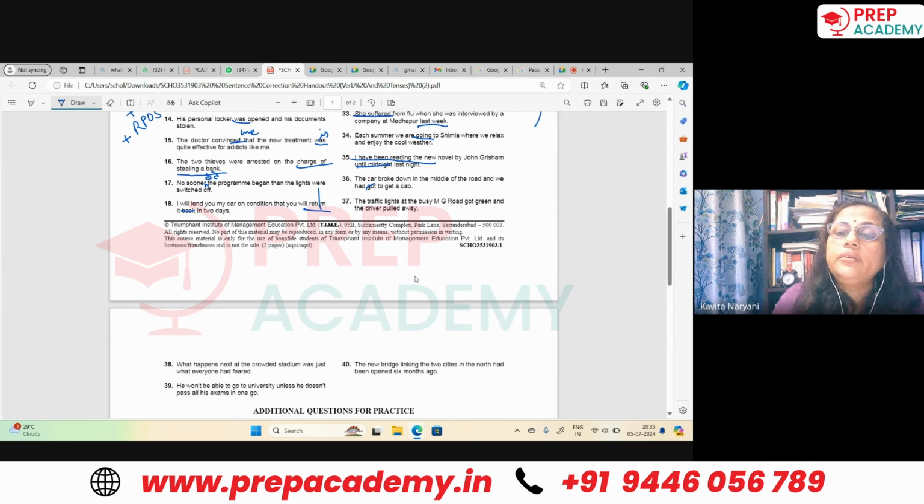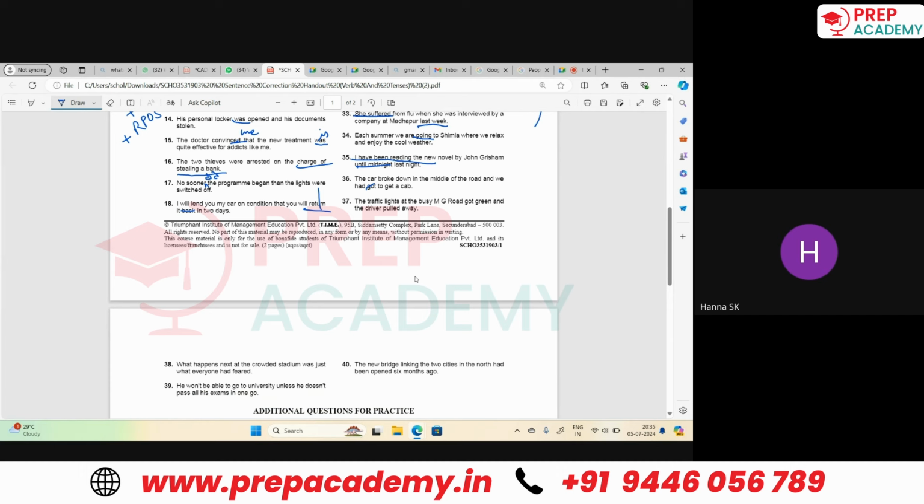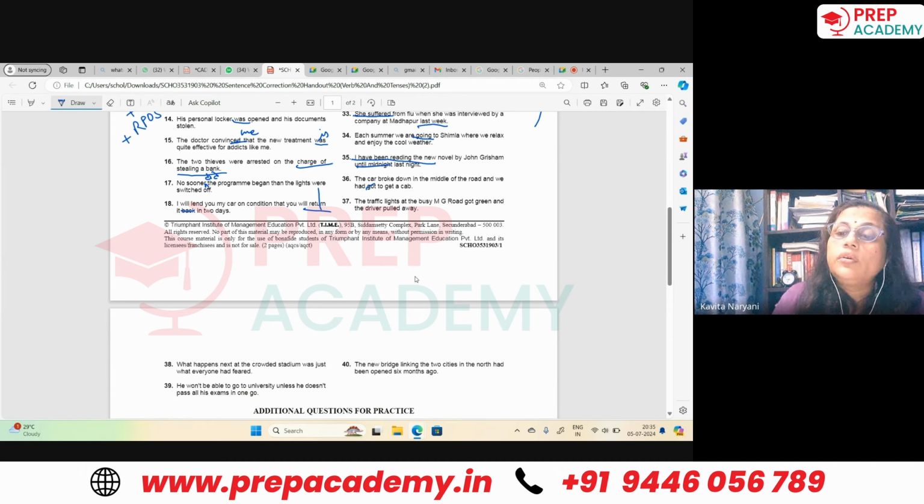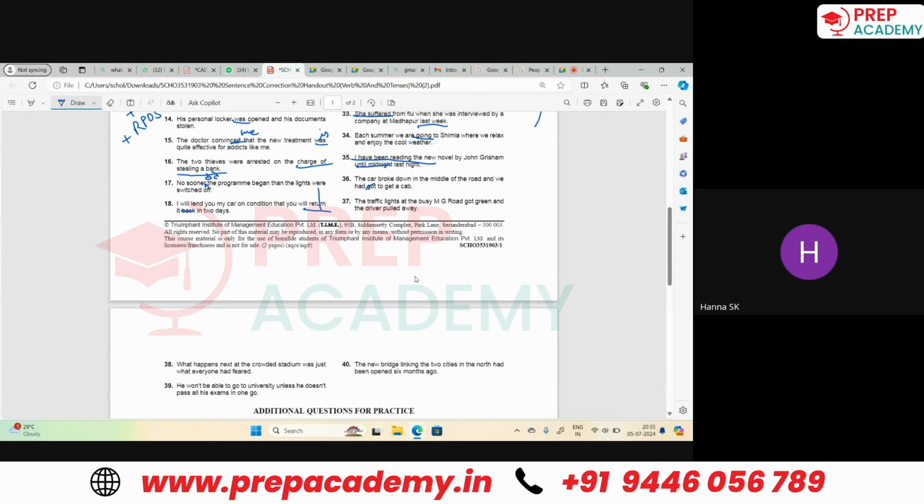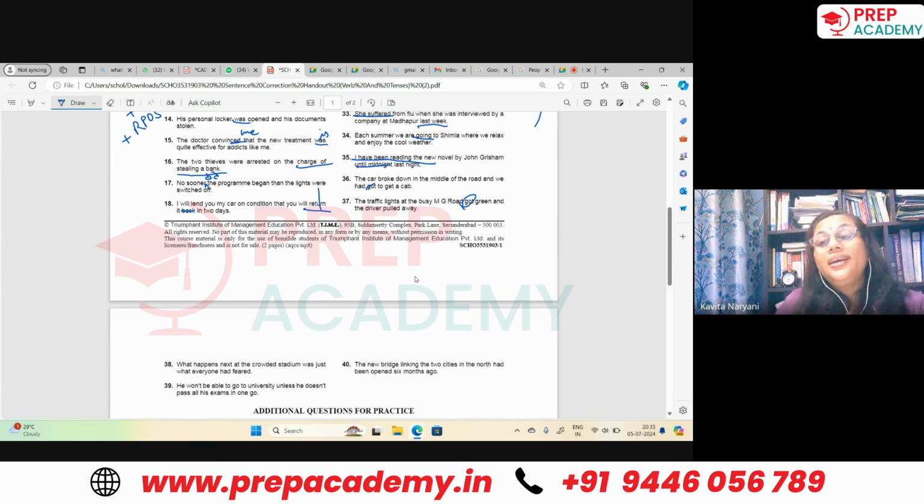Okay. Now next one. The traffic lights at the busy MG road got green and the driver pulled away. The traffic lights at the busy MG road got green when the driver pulled away, or had been green when the driver pulled away. Children, this turned green. Turned green. Very good. Here, turned is required, not got. Okay. Rest everything is correct.